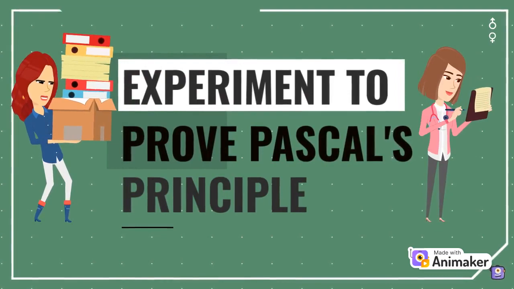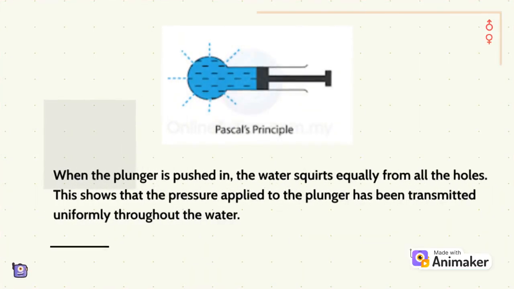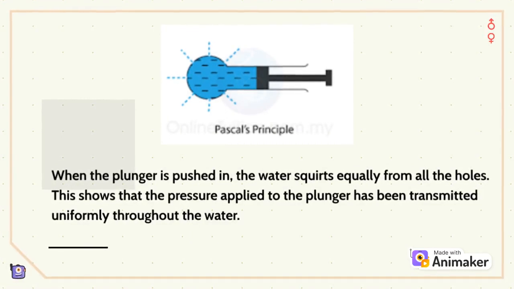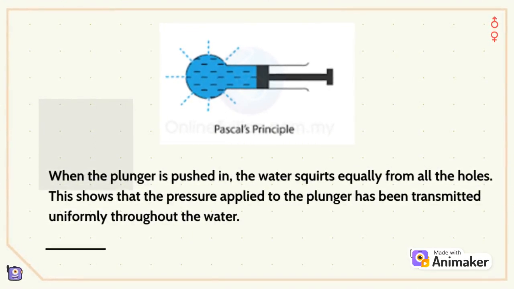Experiment to prove Pascal's principle. When the plunger is pushed in, the water squirts equally from all the holes. This shows that the pressure applied to the plunger has been transmitted uniformly throughout the water.